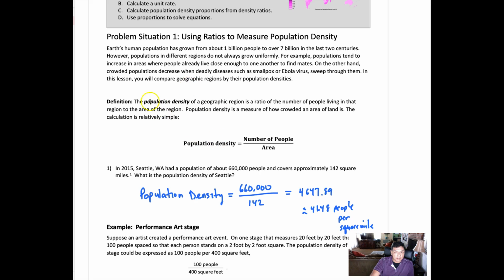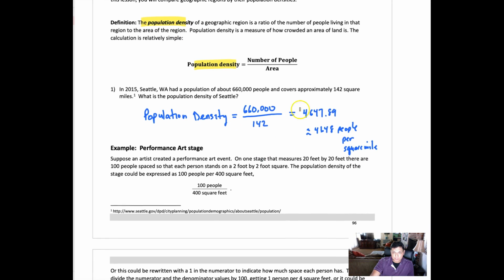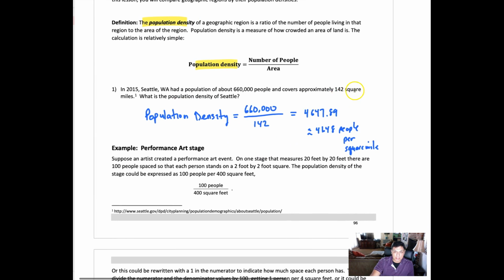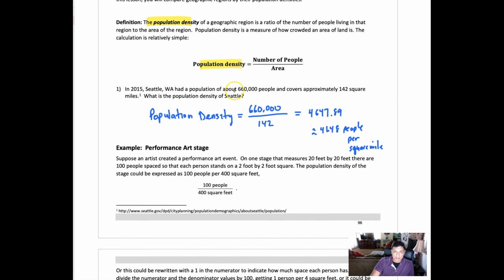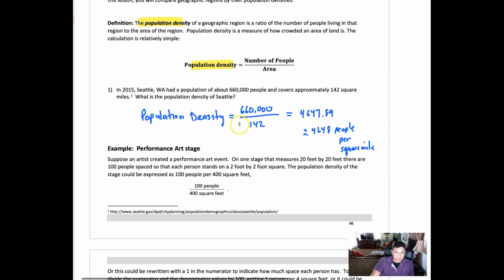As you can see, here's the definition here, and here's the equation we end up using, just taking the number of people in an area divided by the total area, and that's population density. For example, Seattle has 600,000 people in 142 square miles. What is the population density?